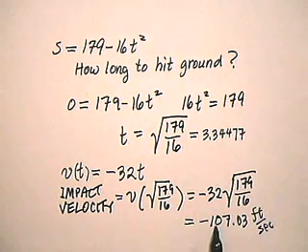So what this means is, now remember, the speed is the absolute value of velocity, so the significance of the negative sign, of course, is that the ball is going downwards. So it's going downwards at 107 feet per second when it hits the ground.